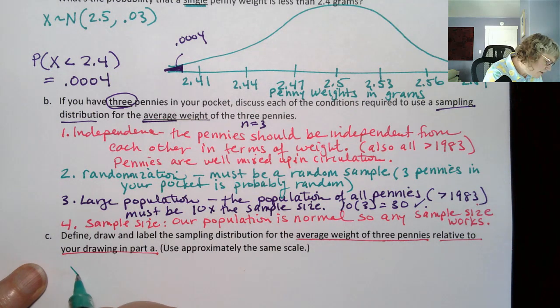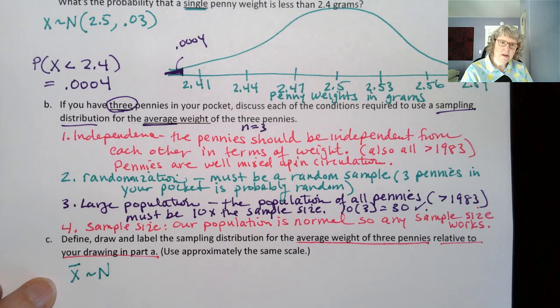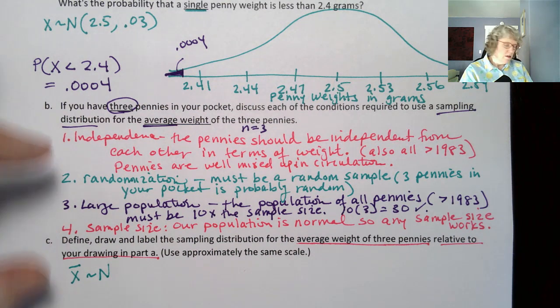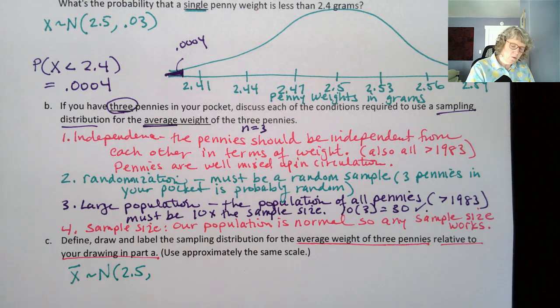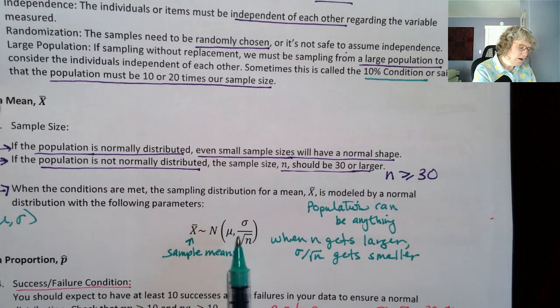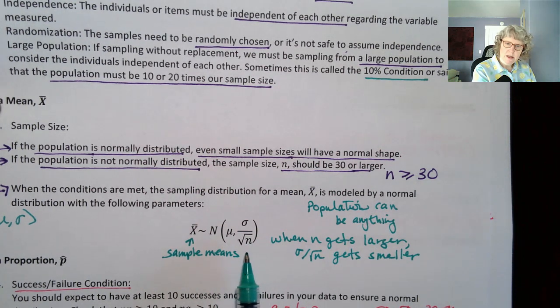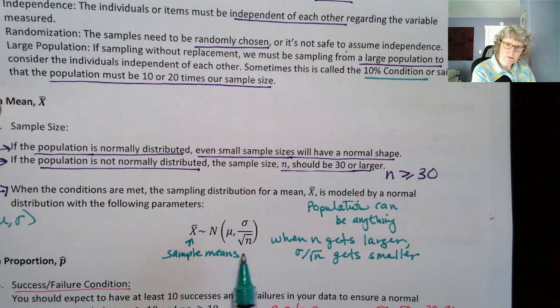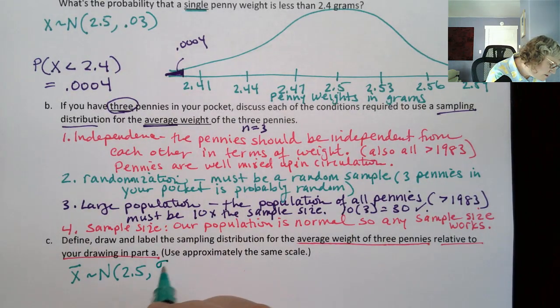So now we're talking about X bar because it's a mean of 3 pennies. So if we've met all these conditions, we do follow a normal curve. Our mean is 2.5, which is the same. And then I'm going to use our formula right here for sample means. The mean, and then for our standard deviation, we take the original population standard deviation and divide by the square root of n. Okay, this is our theoretical formula. So actually I didn't write out the formula here, so I will do that. Sigma over square root of n. And I'll fill it in below.